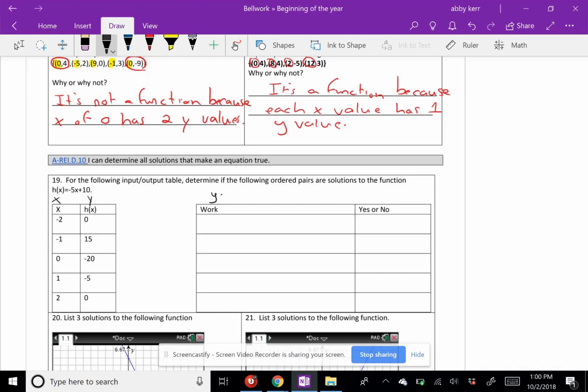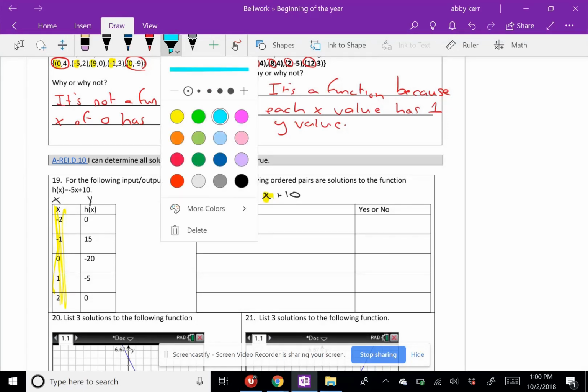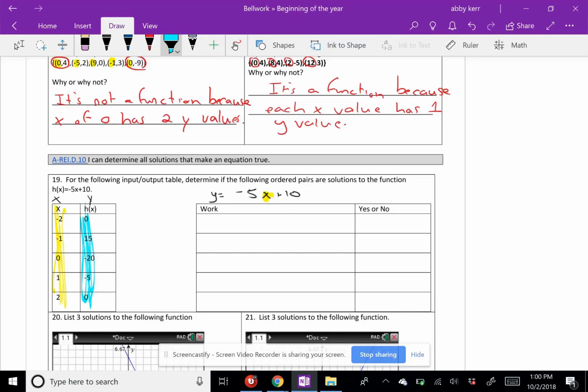So I have the equation y equals -5x plus 10. I gave it to you. These are all of our x's, so we're going to plug it into our x. And then we have all of our y's, or h of x's. We're going to plug them in there. So we have our 0, we have our 15, we have our -20, our -5, and our 0. Now just a reminder, these are all my y's. And I'm going to plug in my x's.